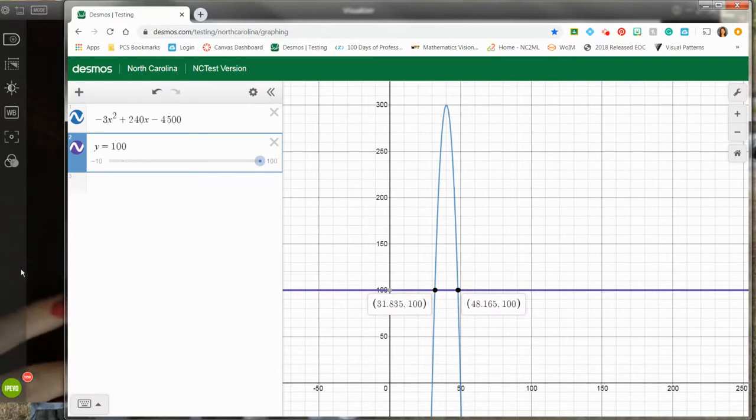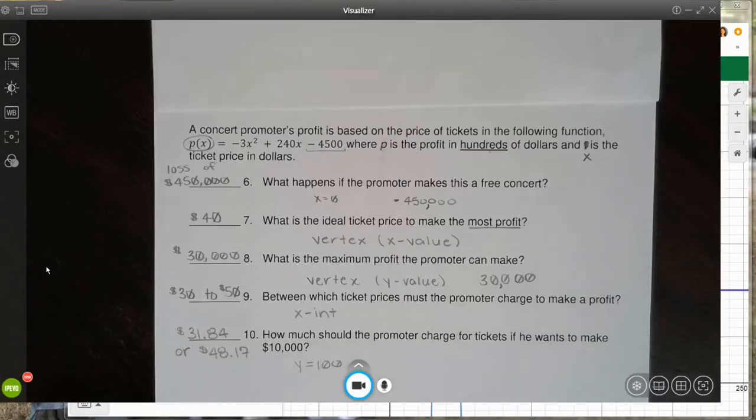So I could charge $31.84, or I could charge $48.17. So those are some examples of some profit and gravity word problems dealing with quadratic equations.